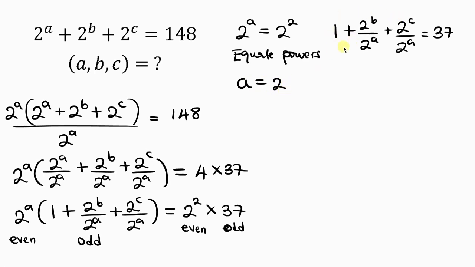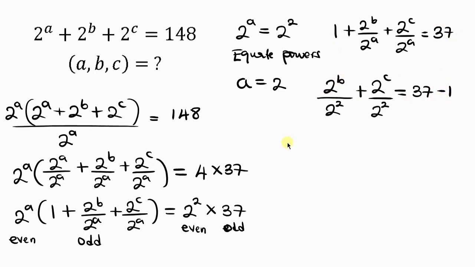Now let's focus on this other one. Our next step will be for us to move 1 to the right-hand side so that we have 2 to the B all over 2 to the A, but A is equal to 2, so I'm putting 2 here, plus 2 to the C divided by 2 to the A, which is 2 squared, since A is equal to 2, equal to 37. And as 1 crosses to the right, it becomes minus 1.